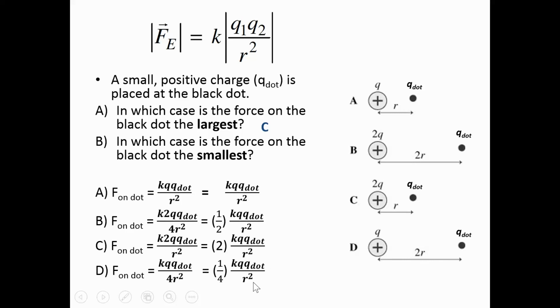Now we have 4 different forces, and we can see which is the largest. The largest is going to be the one that has the 2 in front of it. So C has the largest force. It has the largest charge and smallest distance, so it has the largest force. The force is the smallest on D. D has just a charge of Q on both, and it has the largest distance. Mathematically, you can see that it has the smallest force. So D will be the second answer.